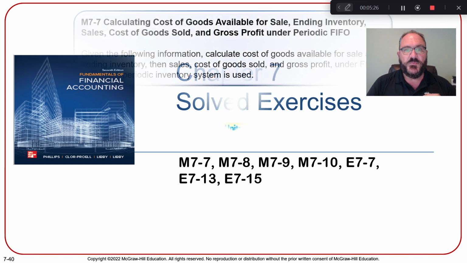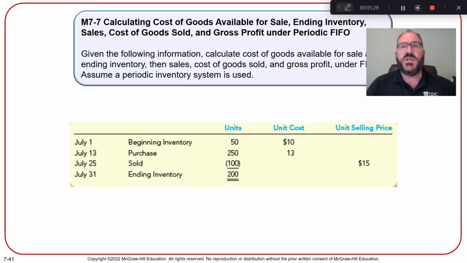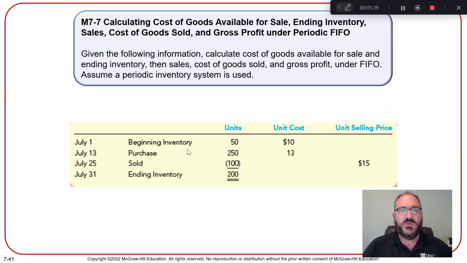All right, so here we go. They want to know, calculate cost of goods sold, ending inventory, all that kind of stuff under periodic FIFO. So they want periodic FIFO. Move the picture again. Okay, so notice we had a beginning amount here.